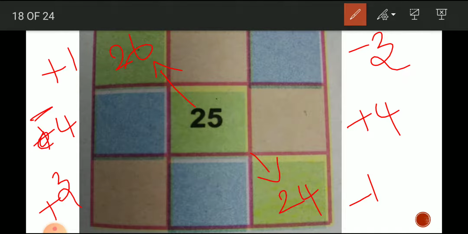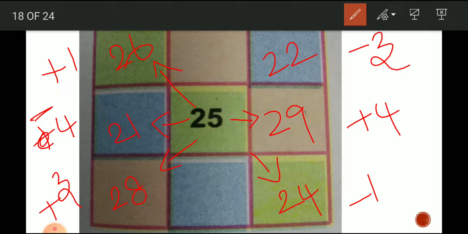Then here 25 minus 4, that is 21. 25 plus 4, that is 29. Don't forget the numbers will occur here only, 21 to 29. Okay, don't take the other numbers. Then here plus 3, so 28, and here minus 3, that is 22.